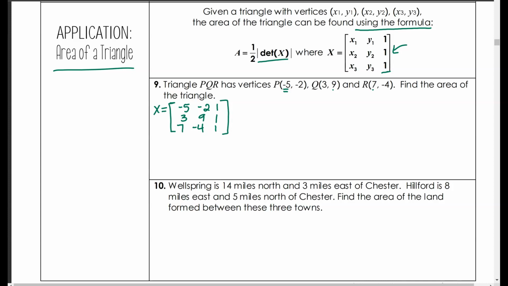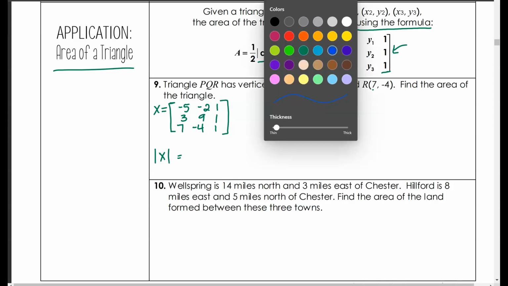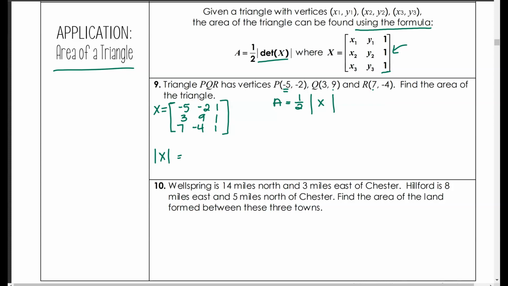Now let's calculate what the area would be. So the area would be equal to 1/2 the determinant of X. So we need to figure out what the determinant of X is. So the determinant of X would be equal to, and now this is a 3 by 3 system, so we're going to have to write this out. Actually, I changed my mind. Let me write it over here so we have enough space.